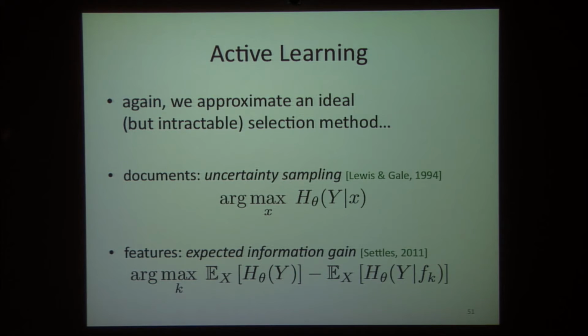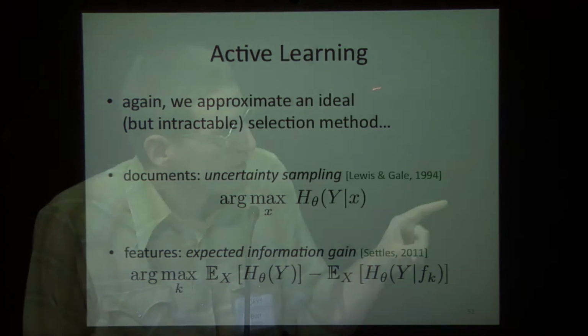So the active learning algorithms are, again, we'd like to use some ideal decision theoretic approach, but we approximate that using uncertainty sampling for documents, which is just rank ordering the documents by how uncertain we are, or the highest entropy in the posterior label distribution, according to the model. And to select features, we use expected information gain, which is the average uncertainty of all of the documents in the corpus minus the average uncertainty of all the documents that contain this particular feature.